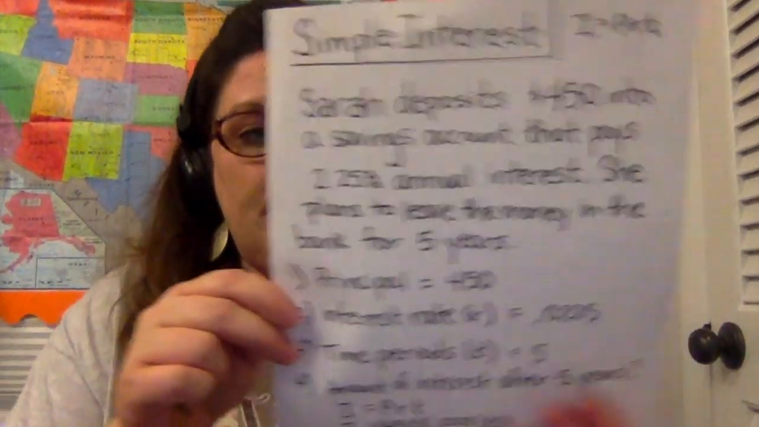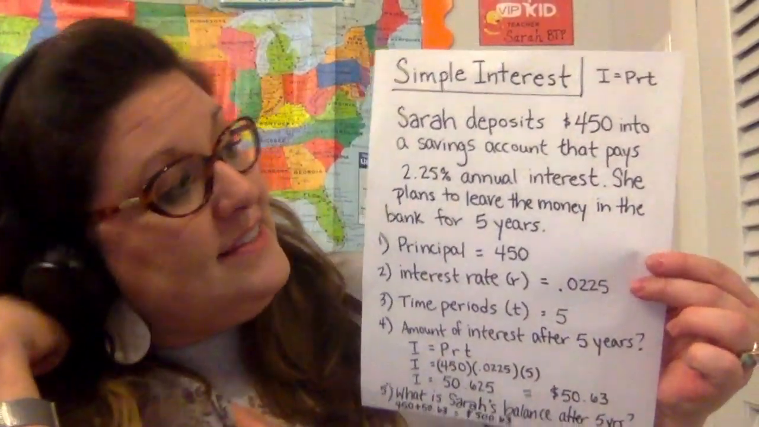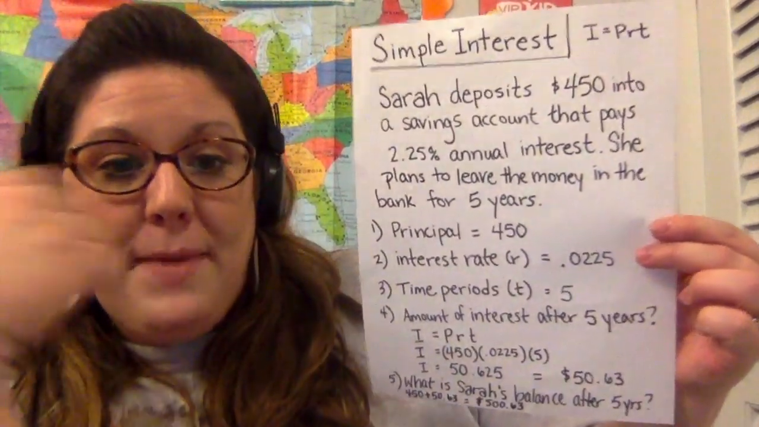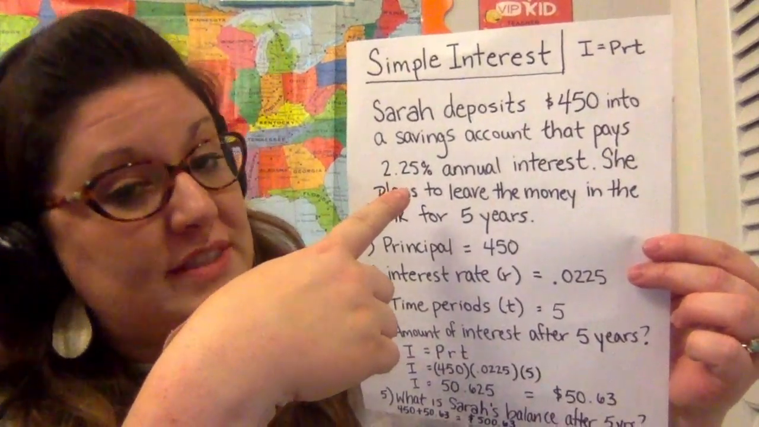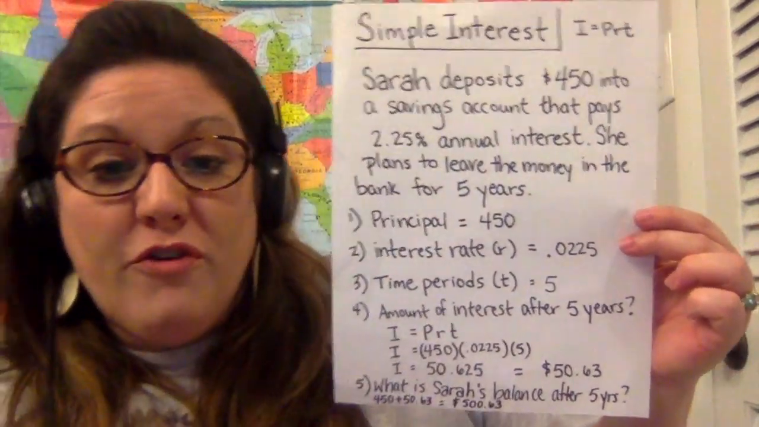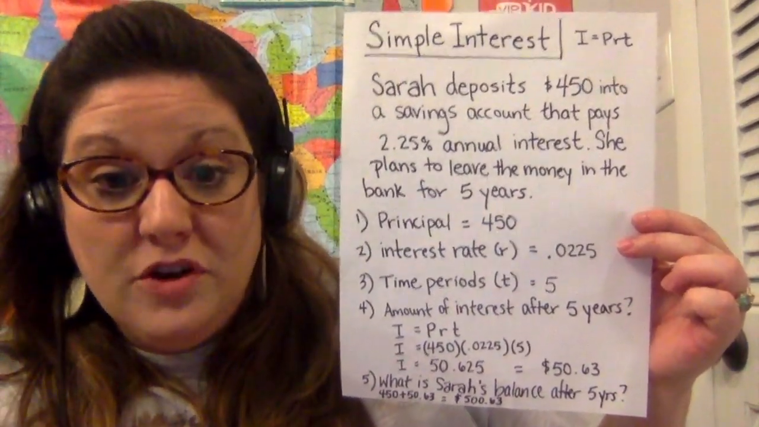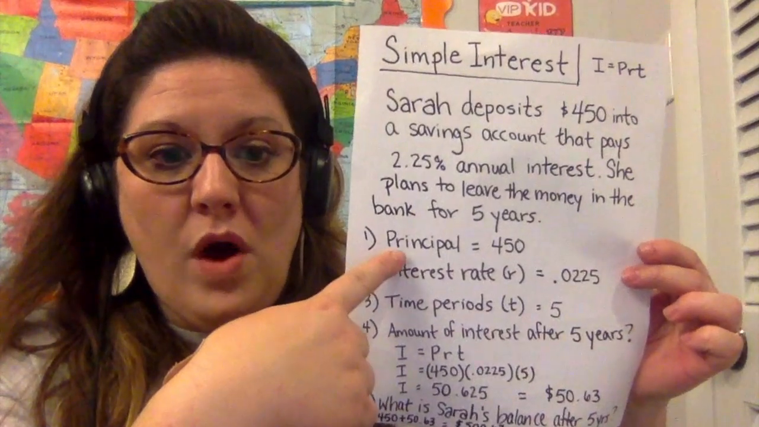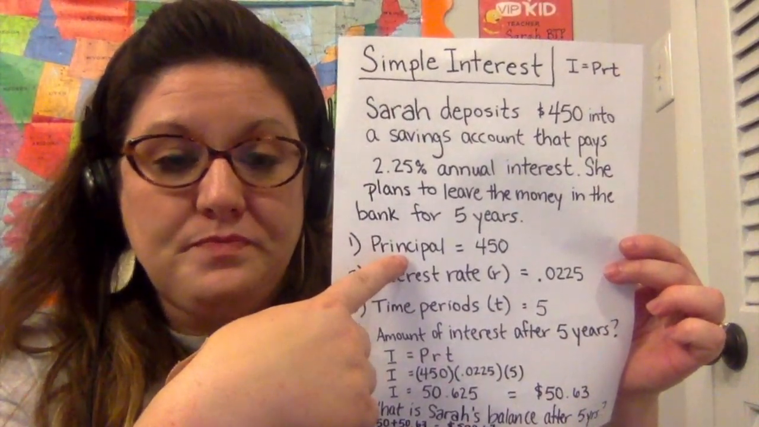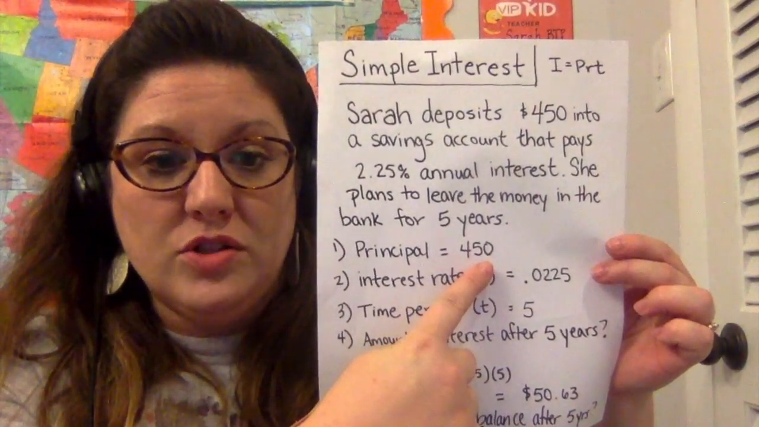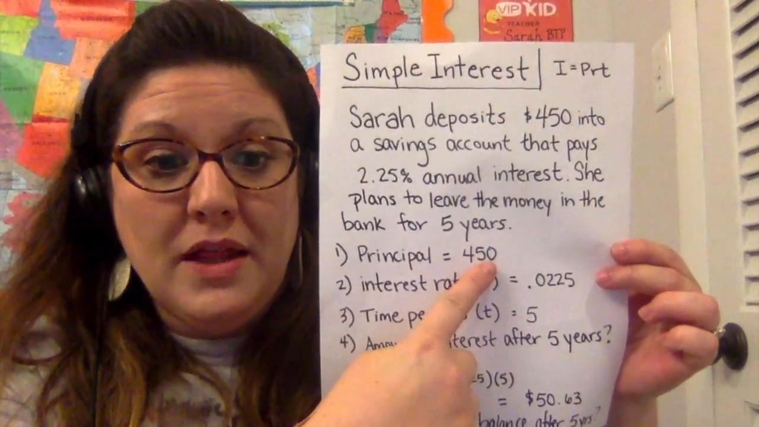Let's look at an example using simple interest. In this example, Sarah deposits $450 into a savings account that pays 2.25% annual interest. She plans to leave the money in the bank for 5 years. Let's first identify the different pieces of information that we have here in this problem. Number one, what is the principal amount? The principal dollar amount is our starting amount, $450. So that's going to be P in our formula.